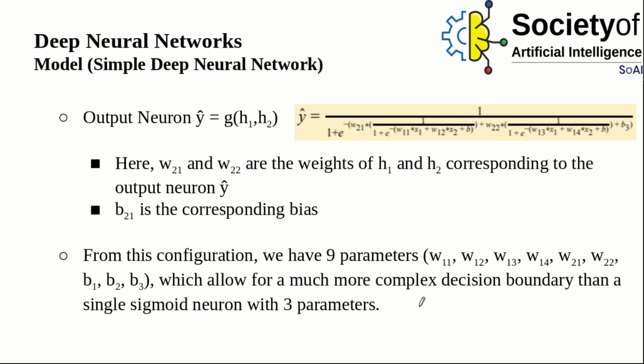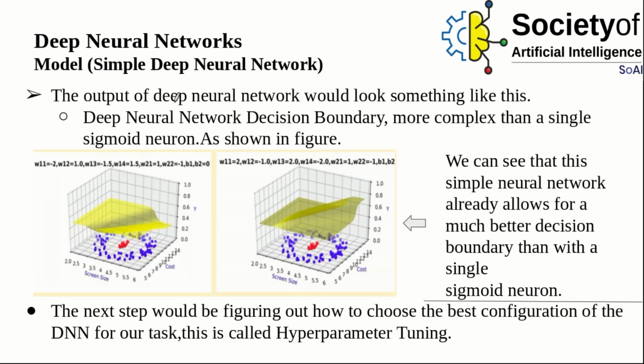From this configuration, we have 9 parameters, W11, W12 up till W22, and then b1, b2, and b3, which allows for a much more complex decision boundary than a single sigmoid neuron with 3 parameters can. The output of a deep neural network would look something like this.